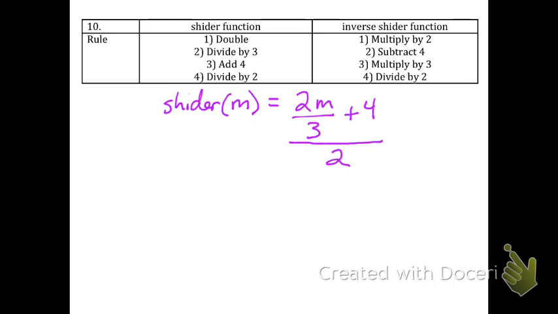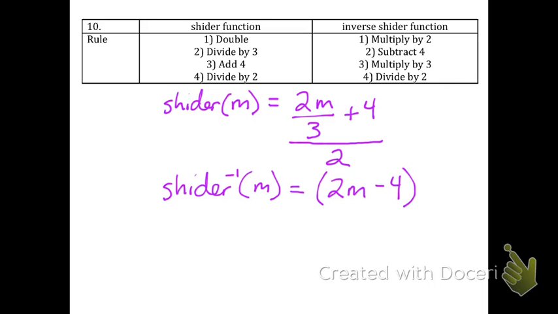Alright, now for the inverse Scheider. First thing is to multiply by 2. So I'll do 2 times the variable, then subtract 4, then multiply by 3, and then divide by 2.